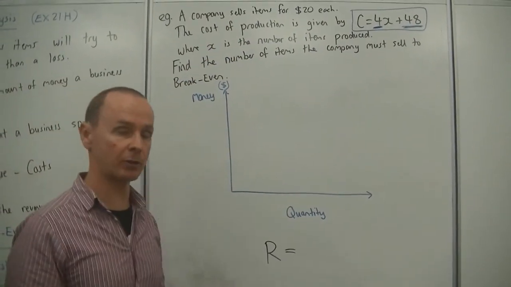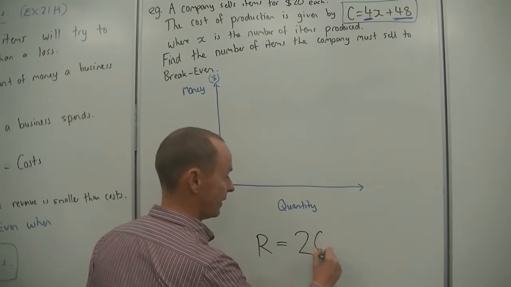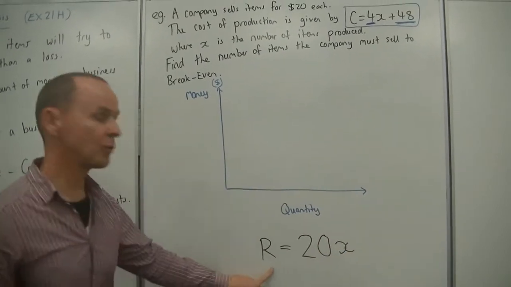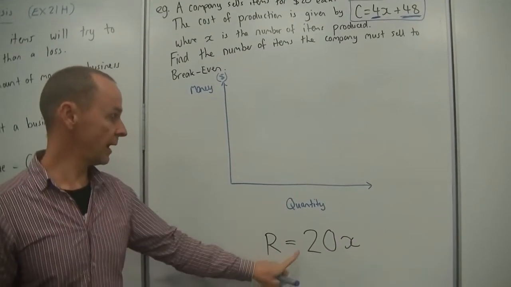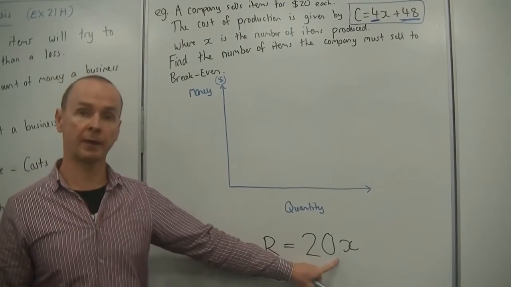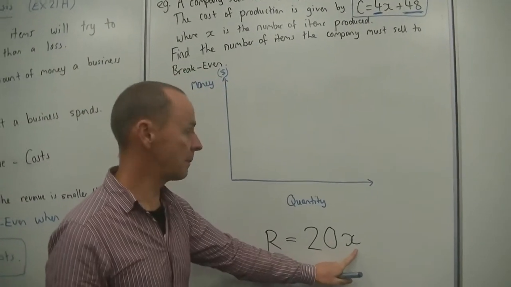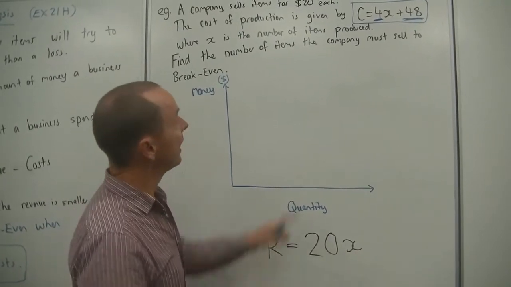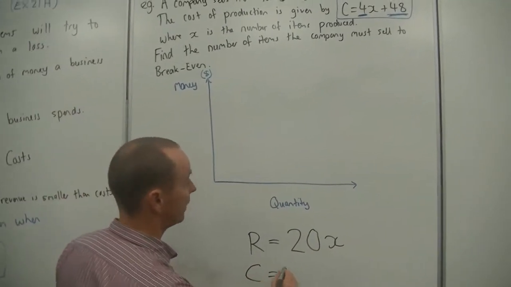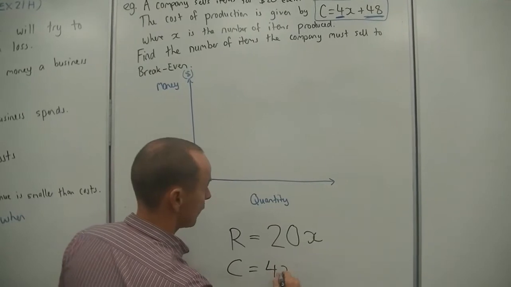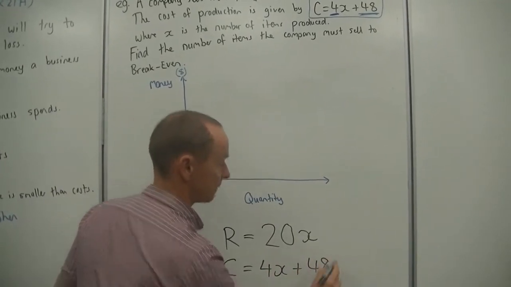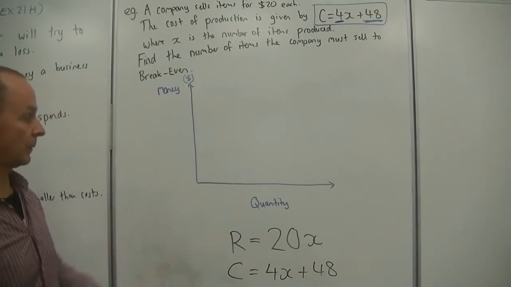X is the number of items. So we're getting 20 times X. That's our revenue equation. R equals 20 times X. And that's it. It's simple. We're getting $20 times the number of items they've sold. And our cost equation is already given. The cost is 4X plus 48. So there's our cost equation.